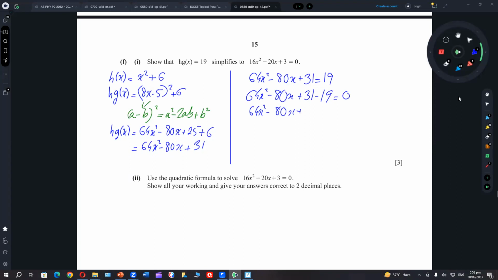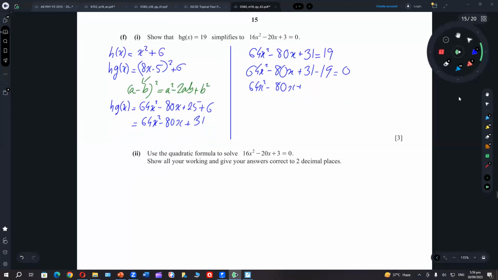How much is 31 minus 19? 31 minus 19 is 12. And can you take common 4?